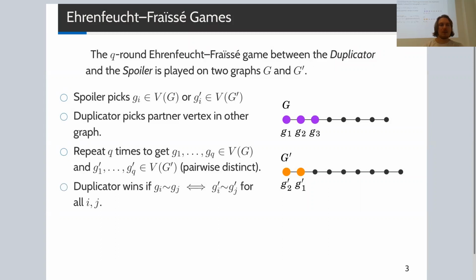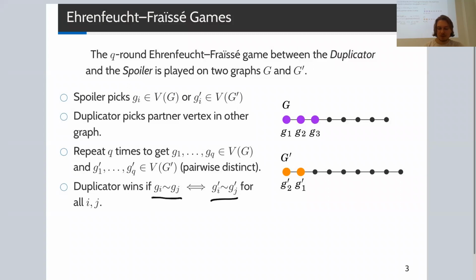And the aim of the duplicator is to make sure that two elements are connected in G if and only if the corresponding elements are connected in G prime. So gi and gj should be adjacent in G if and only if gi prime and gj prime are adjacent in G prime. And if this is still the case after q rounds, then we say that the duplicator wins the q-round Ehrenfeucht-Fraïssé game.